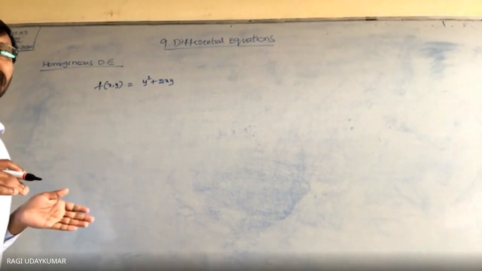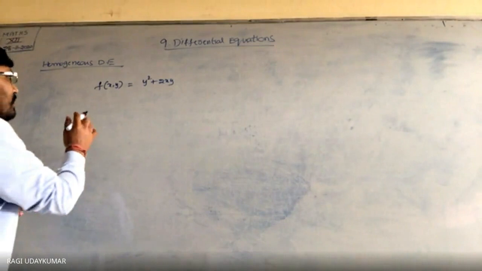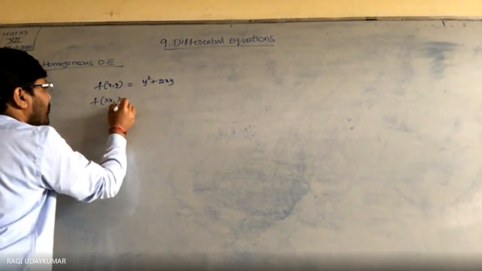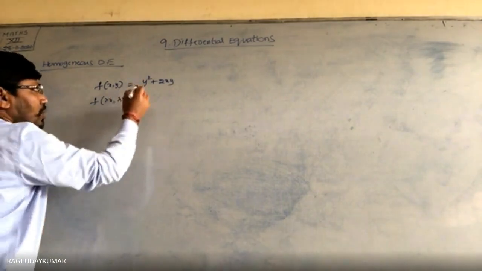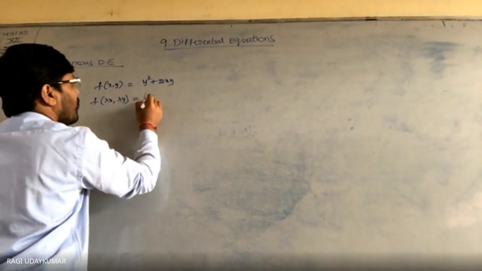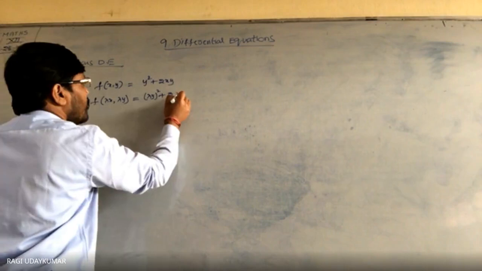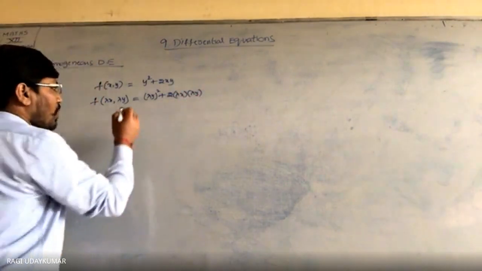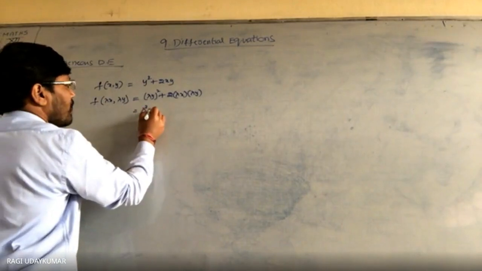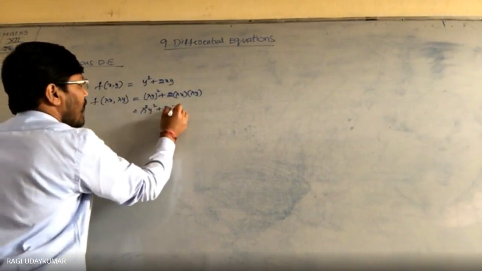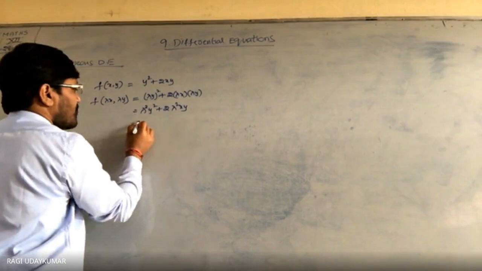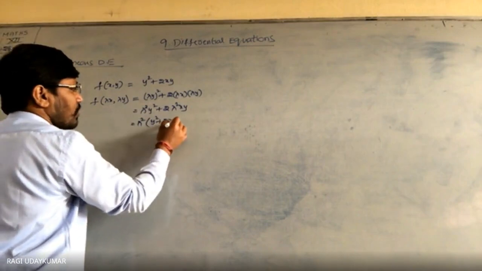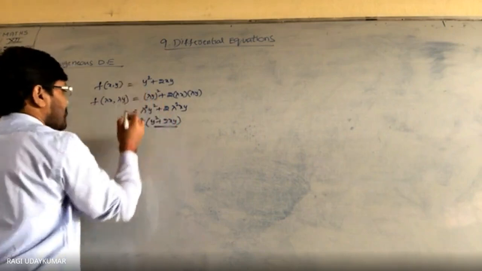Then the simple way to express it is, suppose I am substituting, for example, lambda x. So what do you get here? Lambda y whole square plus 2 into lambda x lambda y. So what do you get here? Lambda square y square plus 2 lambda square xy. So from this you can take lambda square common. So y square plus 2xy you are going to get. This is again f of x comma y.